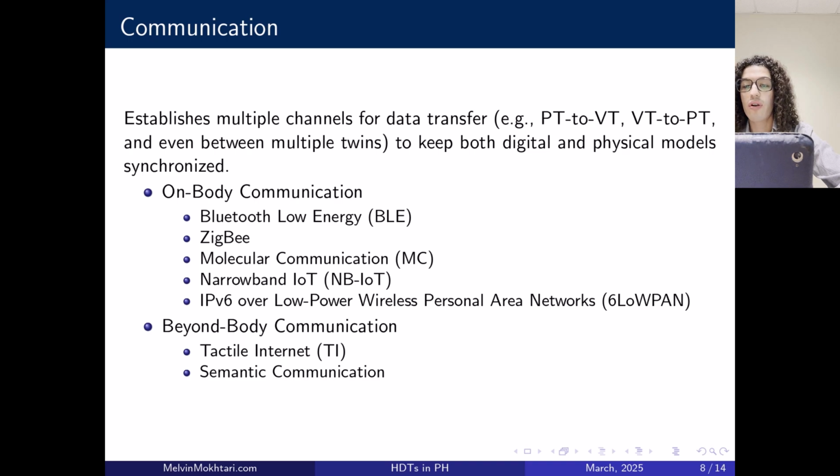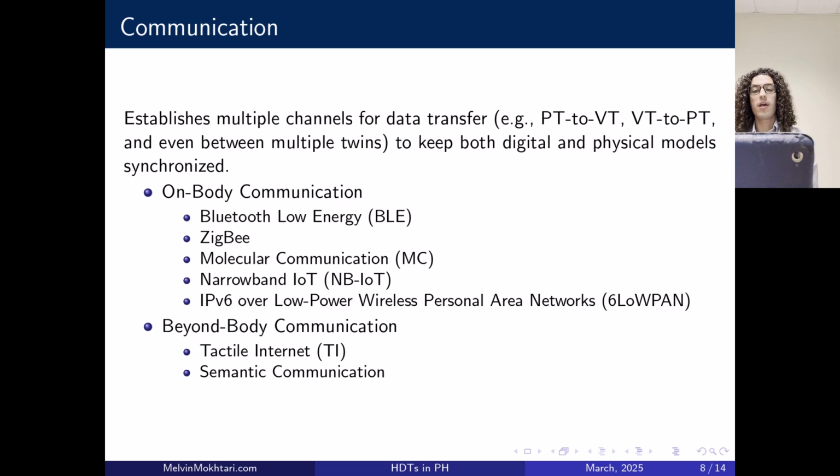And these sensors are low power, so energy efficient wireless technologies like Bluetooth low energy, Zigbee, and molecular communication are amongst those mostly used techniques here. There are two alternatives here, which are narrowband IoT and 6LoWPAN, which I've come across in a couple of other literature. I thought it would be a good idea to put them here.